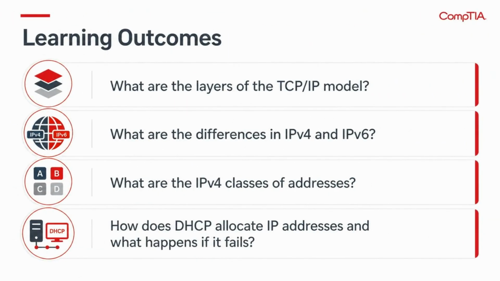By the end of this lesson, you should be able to answer: what are the layers of the TCP/IP model? What are the differences between IPv4 and IPv6? What are the IPv4 address classes? And how does DHCP allocate IP addresses? And what happens if it fails?